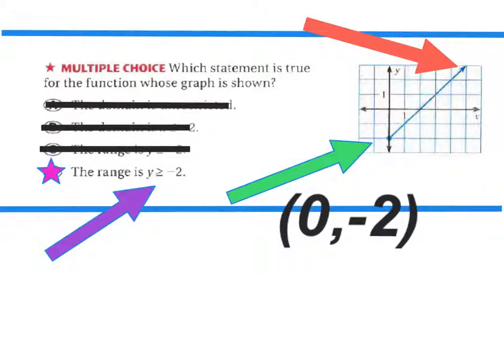Remember, when they talk about domain, they're talking about all the possible x values that you have in your function. And when you talk about your range, you're talking about all your y values in your function.